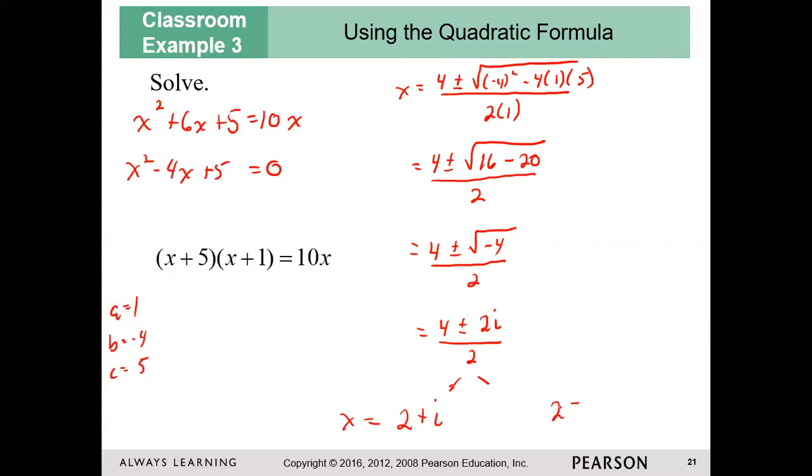And x, I'm having a tough day today. x equals 2 minus i. Those are our 2 solutions there. All right, so again, we still got 2 solutions, 2 roots to these quadratic equations. This one just happens to be complex.